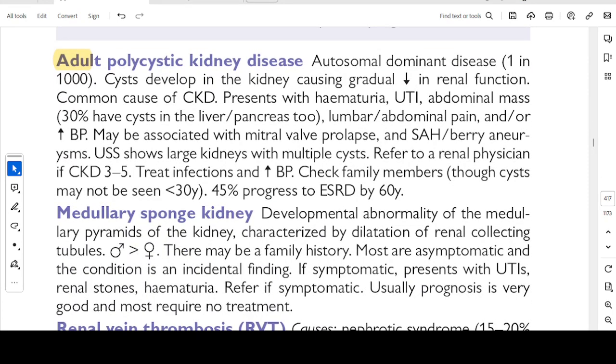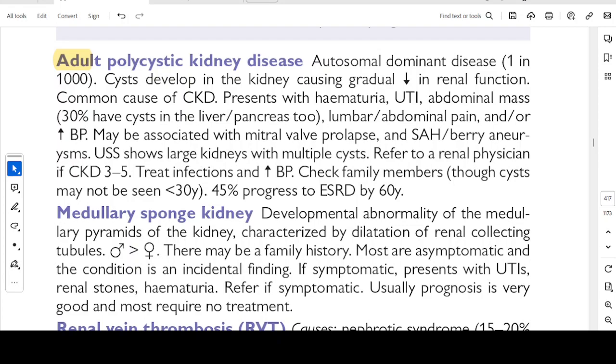Adult polycystic kidney disease. Autosomal dominant disease, 1 in 1000. Cysts develop in the kidney causing gradual reduction in renal function. Common cause of CKD, presents with hematuria, urinary tract infections, abdominal mass. 30% have cysts in the liver and pancreas too. Lumbar or abdominal pain and/or raised BP may be associated with mitral valve prolapse and SAH, berry aneurysms. Ultrasound scan shows large kidneys with multiple cysts.